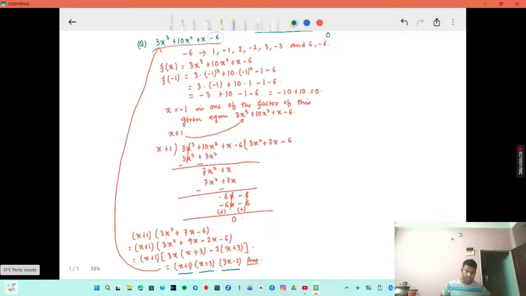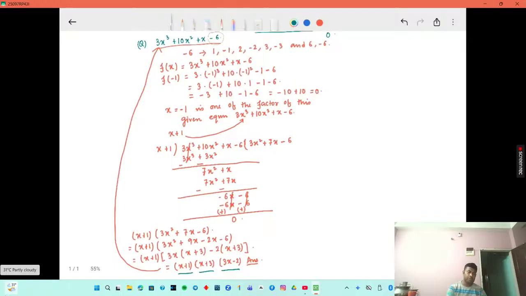We have to just consider the constant term of this given equation, then we have to write the factors of that constant term. Then by putting each factor of the constant term in the equation, we have to find which factor of the constant term is giving value 0, and the term which is giving the value 0 will be one of the factors of that given equation.